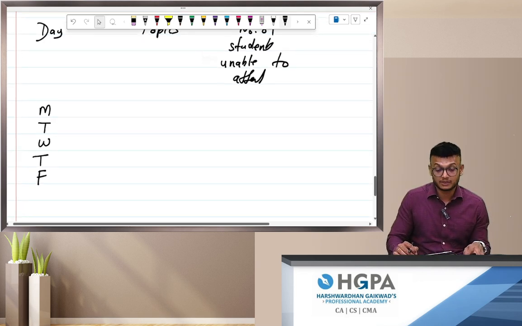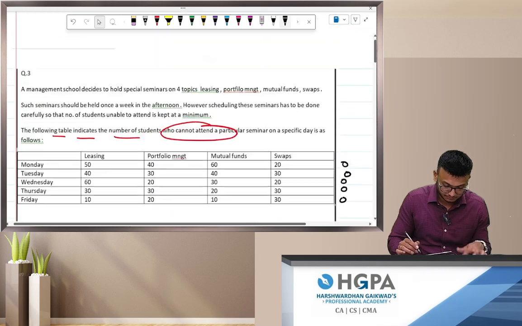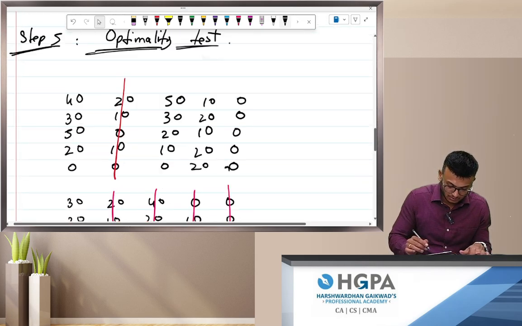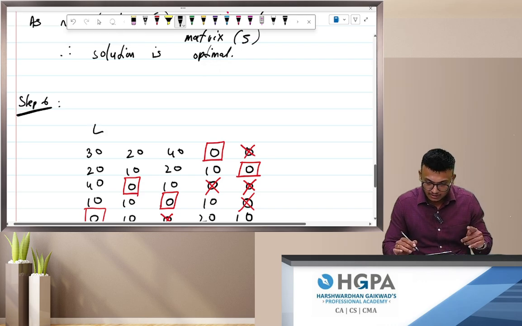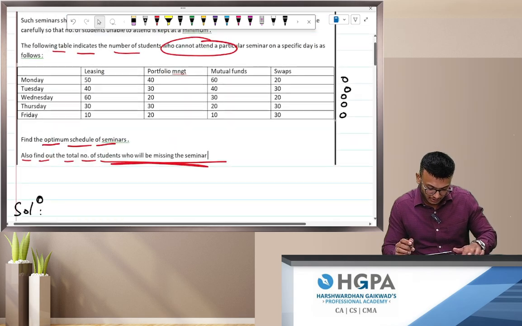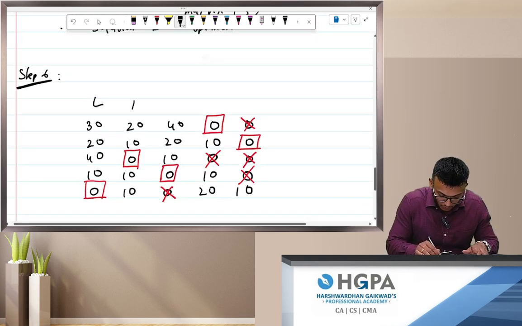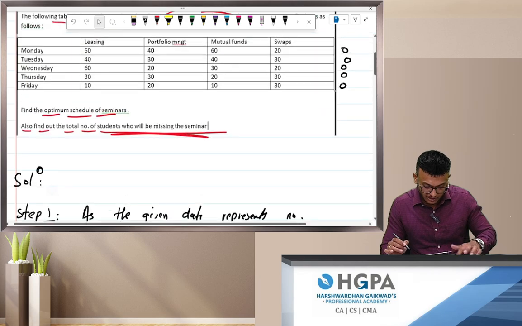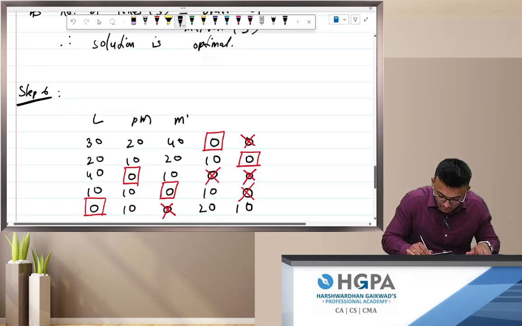Now pay attention, please. Okay. For Monday, what we've got? This was, I think, leasing. Then we had what? After leasing, we had portfolio management. Next, we had what? Mutual funds. This was mutual fund. This was swaps. And this is your dummy.